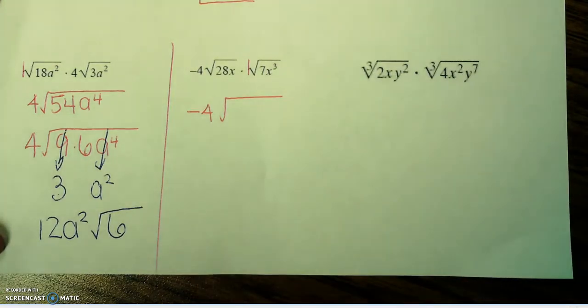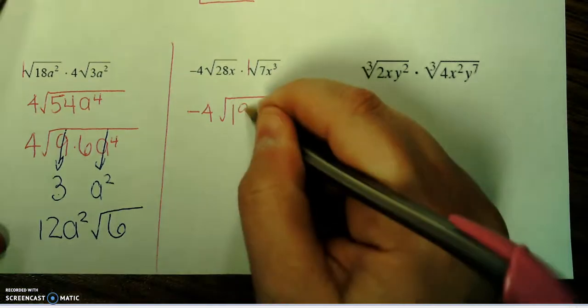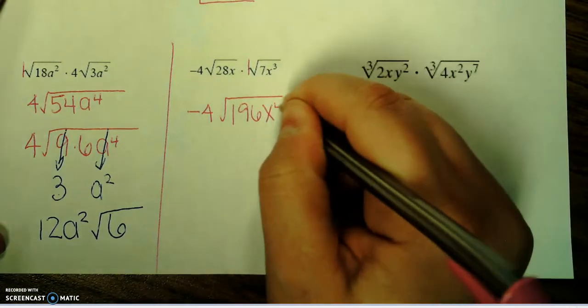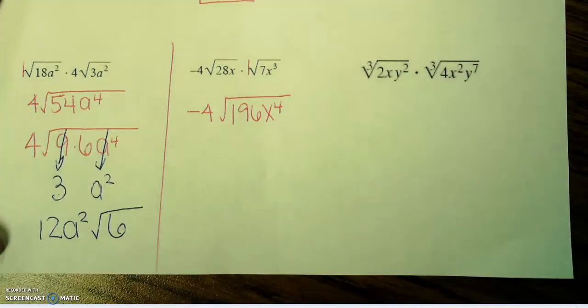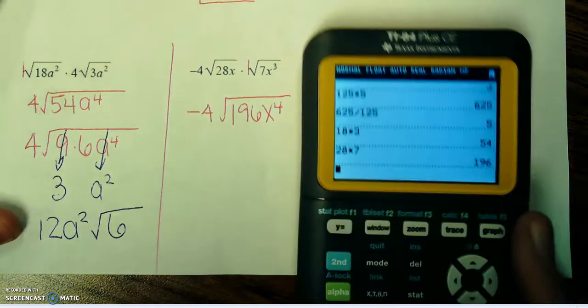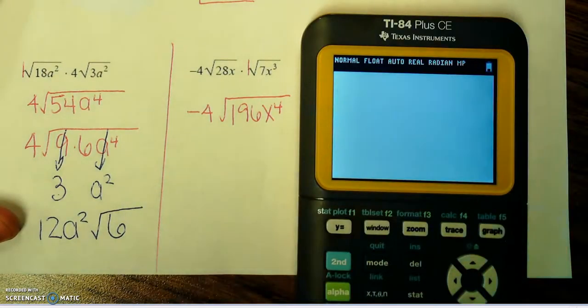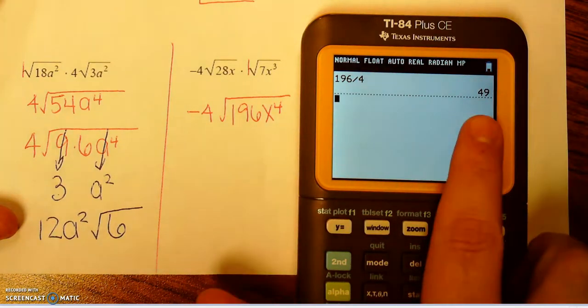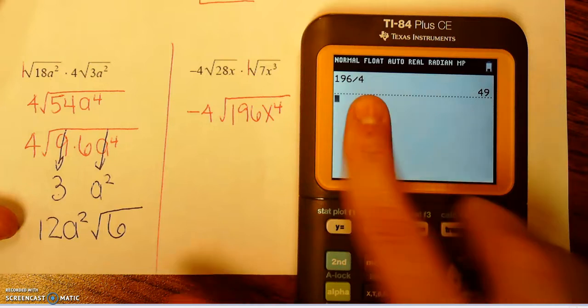And these are both square roots. We can squish them together. 28 times 7 is 196. X times x to the 3rd would become x to the 4th. So I'm multiplying together to create a single radical. And then 196, I'm not 100% on that, so I'm just going to check. So 196, let me check 4. Okay, now if 4 goes in, and this is actually 49.